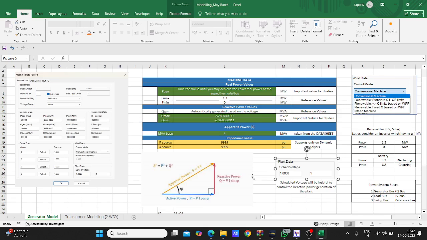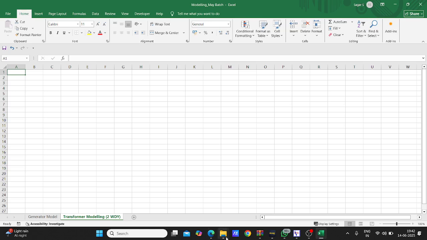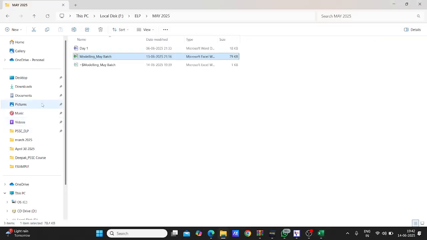Today we are going to discuss transformer modeling, especially the two winding transformer, and in continuation the three winding transformer as well. How are we going to do that? Let us take an example of this.